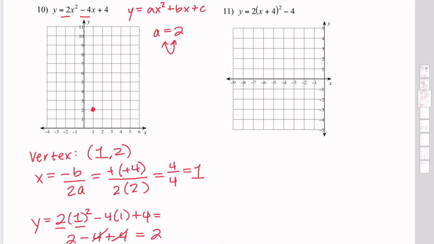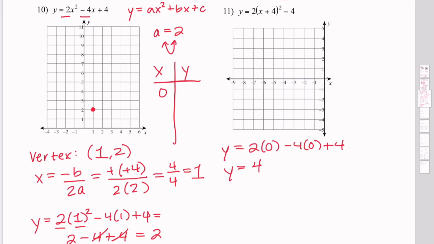The next thing you can do is make a table of values. So let's do that on the side. I'm going to choose 0. That's the easiest thing. Plugging in 0 to our function, we get 2 times 0 squared, which is just 0, minus 4 times 0. Again, that's 0. So really, we're just left with the constant. Y equals +4. So we end up with the coordinate 0, 4. That's also something you can graph. Since parabolas are symmetrical, we can also place another dot right here.